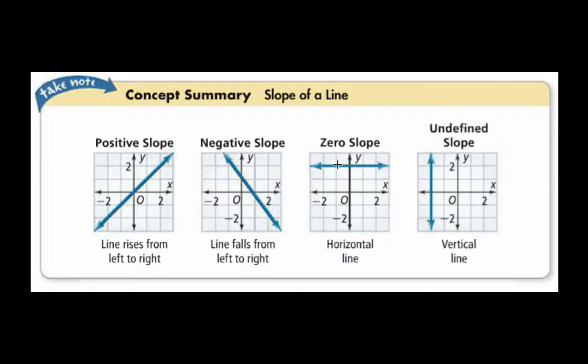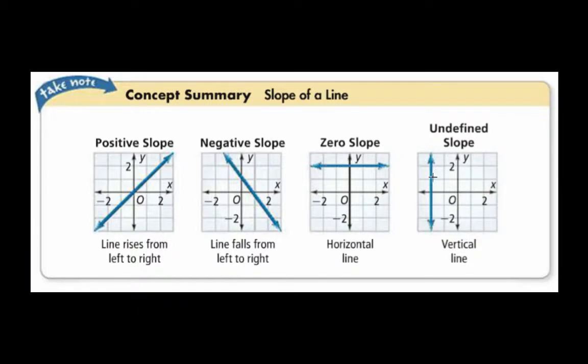This is a zero slope, okay? Remember, slope is rise over run. There is no rise. So the top of your slope fraction in this case would be a 0. And anytime you have 0 in the top of a fraction, you get 0. So this is a zero slope.